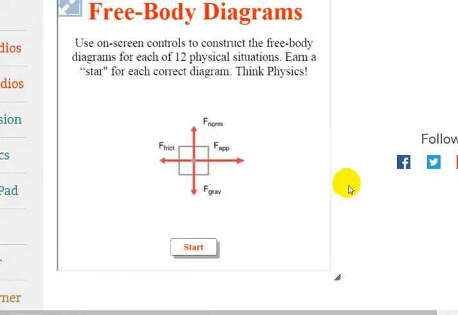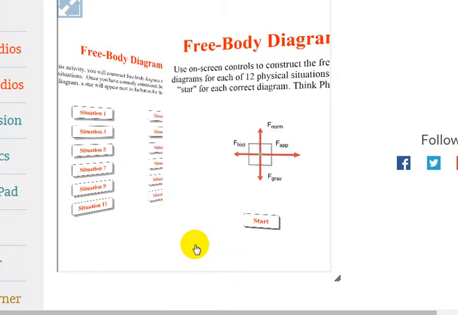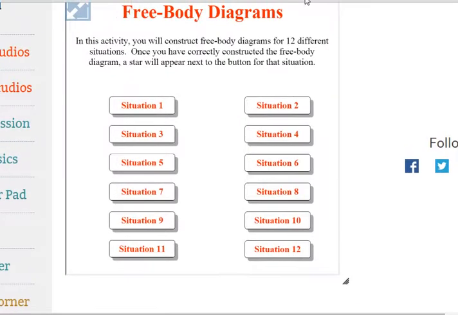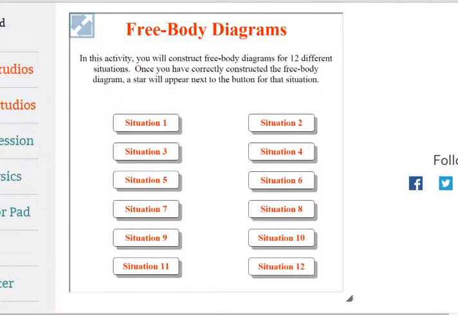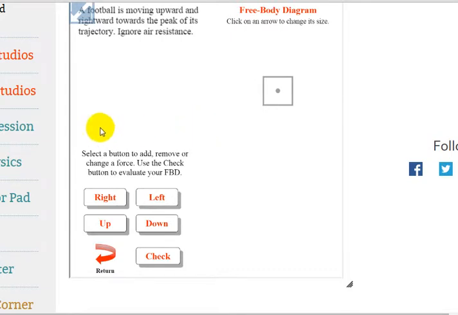So here it is. It's under the Launch Interactive, and it's called Free Body Diagrams. You start the demo, and there's 12 situations that you have to run through. So if you want to run through them yourself, then if you run into any difficulty, you could look at this video and see exactly how it works. So here's the first situation.